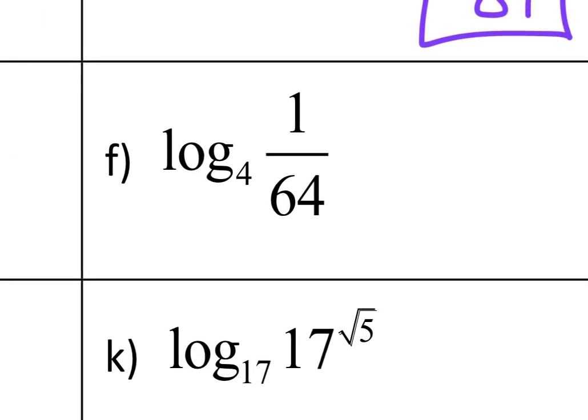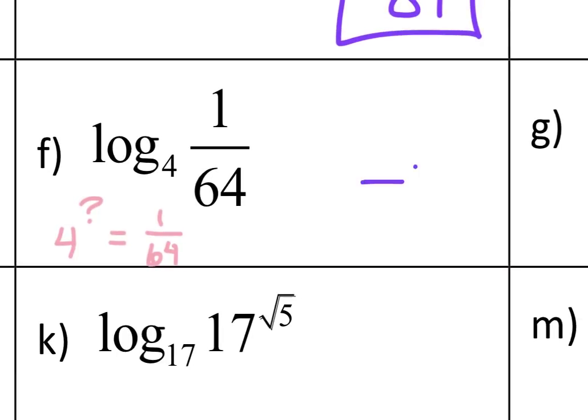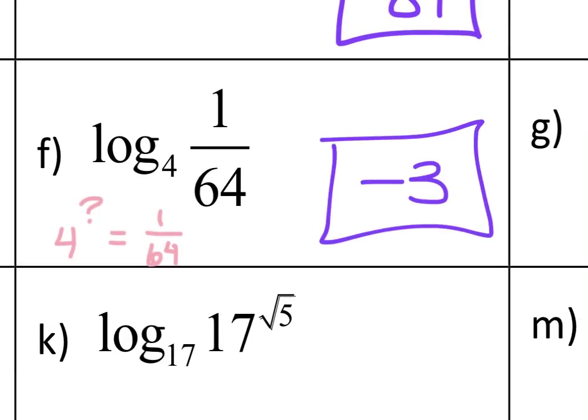If you have the logarithm of a fraction, your answer will be negative, because that's what forces numbers into a denominator. And so the log base 4 of 1 over 64, again, you're asking yourself 4 to what power equals 1 over 64. And if you remember that 4 to the positive 3 is 64, then 4 to the negative 3 must be 1 over 64. So your answer here is negative 3.